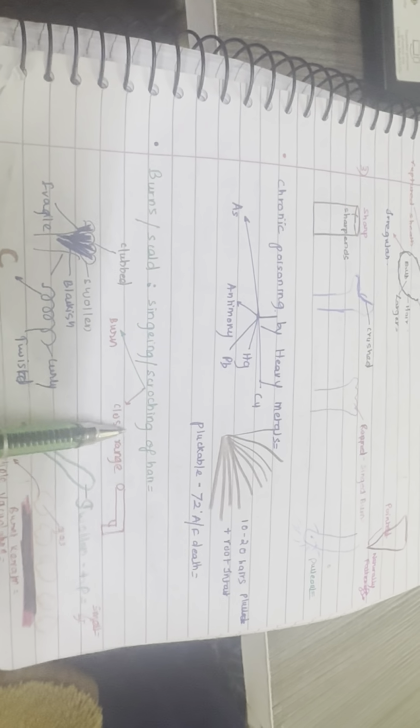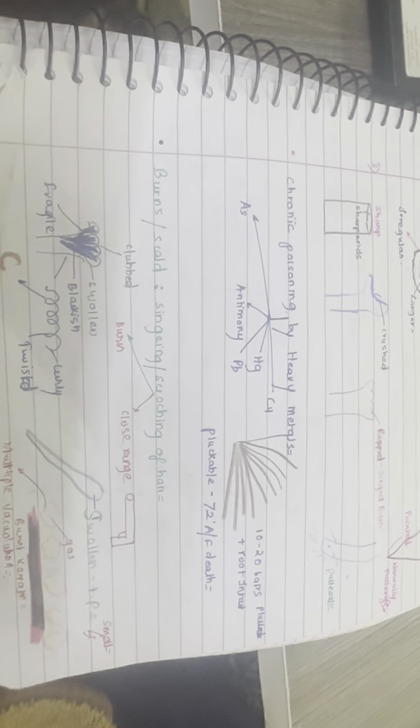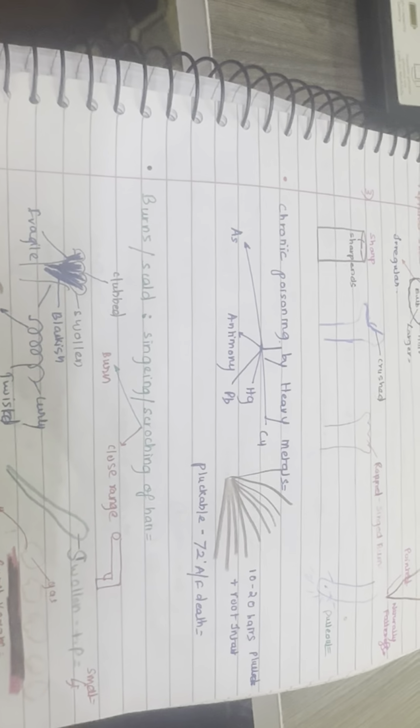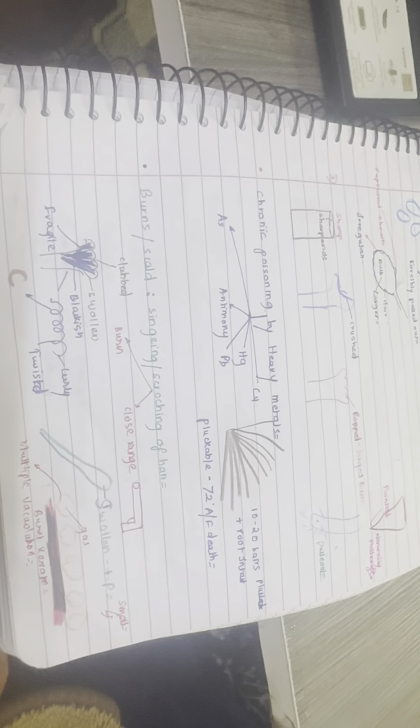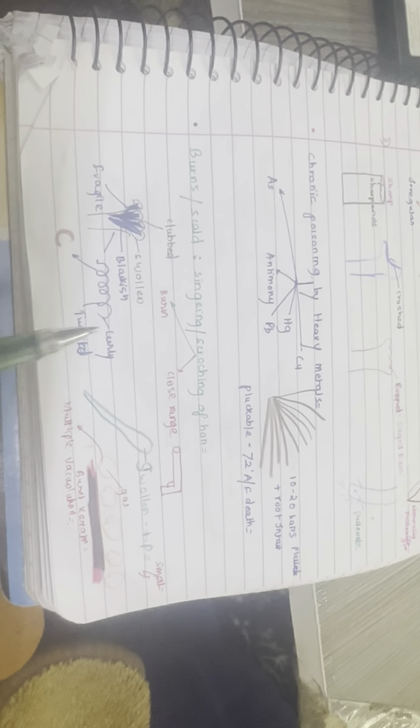Burns can be differentiated from scald. Singeing and scorching of hair suggest burns or close firearm injury. Singed hair is swollen, clubbed, blackish, fragile, twisted or curly, with carbon particles deposited. The tip is swollen and looks like the root of a hair. Under the microscope it shows multiple vacuolation due to trapped air and gas produced by burned keratin. A peculiar disagreeable smell of burning is due to burning of keratin.